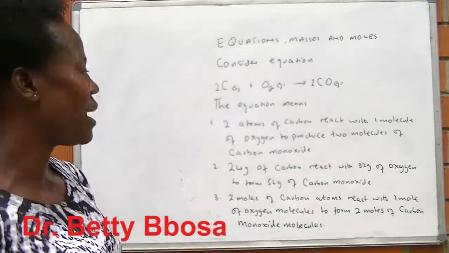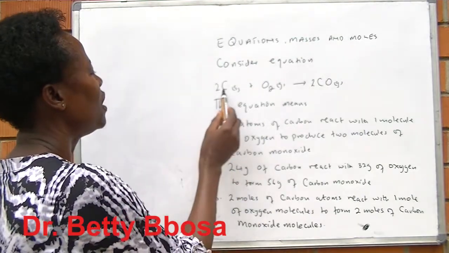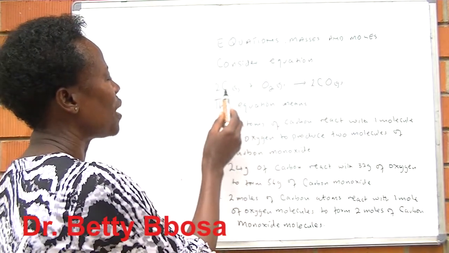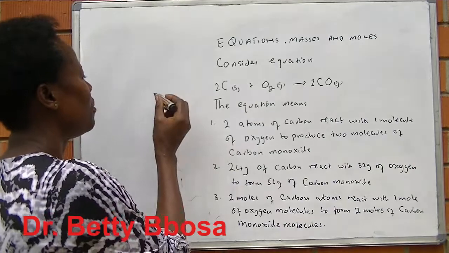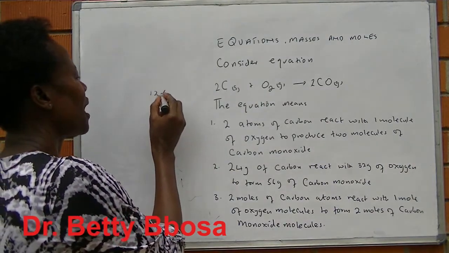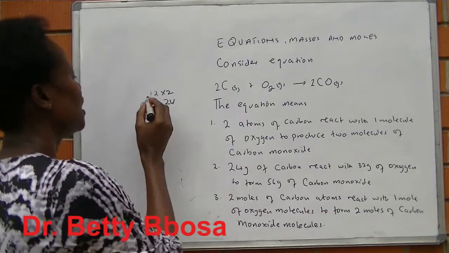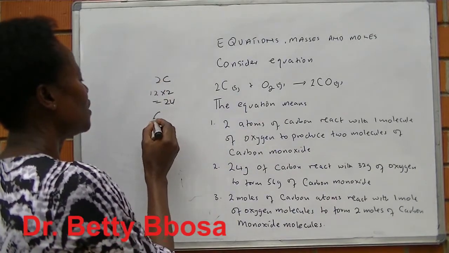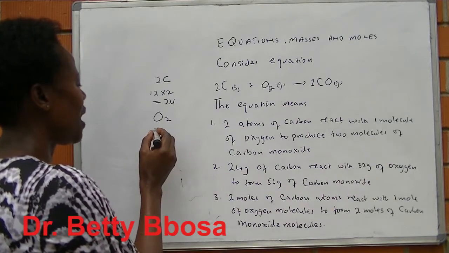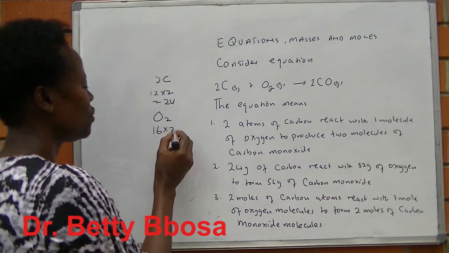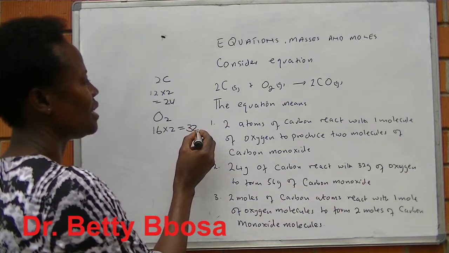Similarly, in terms of masses, 24 grams of carbon. Why? Because carbon is 12 times 2, which is equal to 24. Then this is 2 carbon. Oxygen molecule is the same as 16 times 2, which is equal to 32.